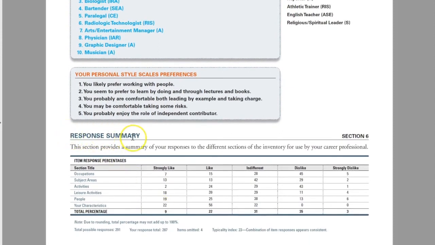I also like to see the response summary. This shows you a summary of the responses that you gave to the different sections of the inventory. So of all the questions that were asked, there were questions on occupations, subject areas, activities. And for example, on activities, on this example report, this individual strongly liked 2, liked 24, was indifferent to 29, disliked 43, and strongly disliked 1. This can help people understand why their scores had either lots of scores with high interest levels or very few.